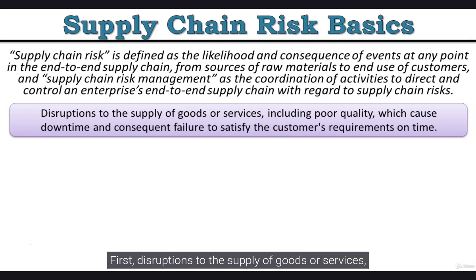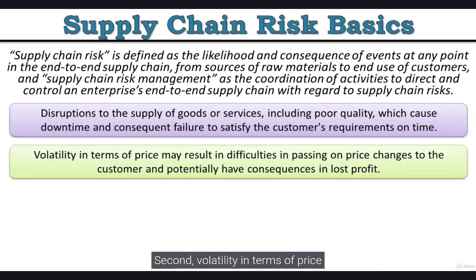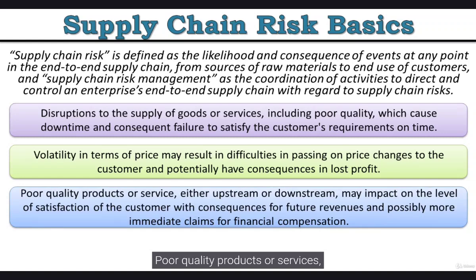First, disruptions to the supply of goods or services, including poor quality, which cause downtime and consequent failure to satisfy the customer's requirements on time. Second, volatility in terms of price may result in difficulties in passing on price changes to the customer and potentially have consequences in lost profit. Poor quality products or services, either upstream or downstream, may impact on the level of satisfaction of the customer, with consequences for future revenues and possibly more immediate claims for financial compensation.